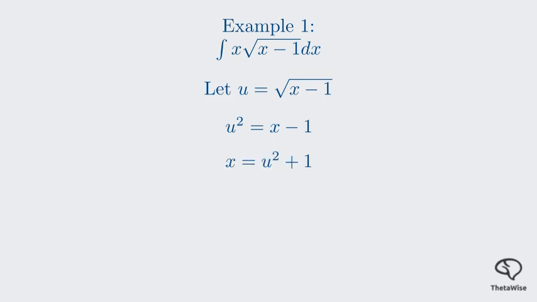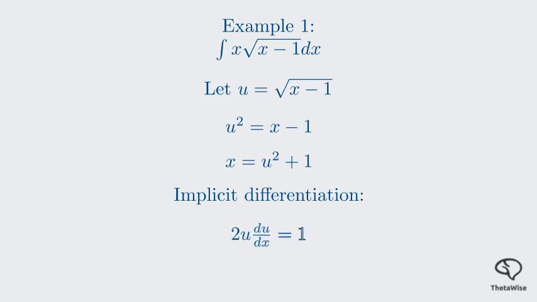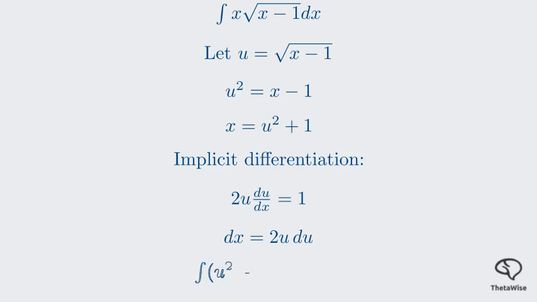Now we need to find dx in terms of du. We can differentiate the expression u squared equals x minus 1 implicitly with respect to x. The derivative of u squared with respect to x is 2u du over dx. The derivative of x minus 1 is simply 1. Rearranging this, we find that dx is equal to 2u du. This is our substitution for dx. Great, we have everything we need to rewrite the integral in terms of u. We have x, we have the square root term, and we have dx. Substituting these into our integral, we get the integral of u squared plus 1 times u times 2u du.